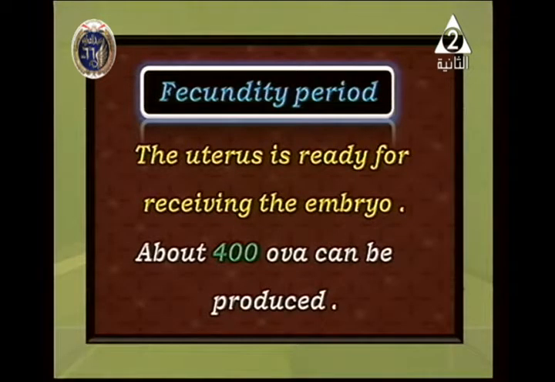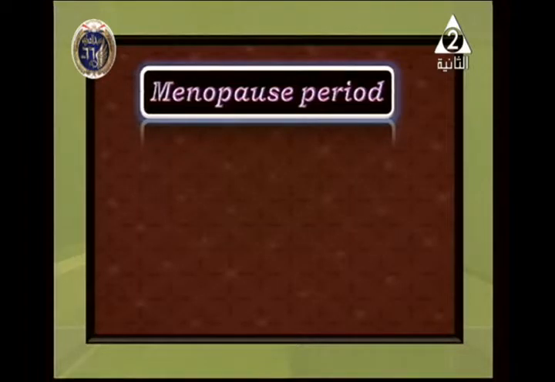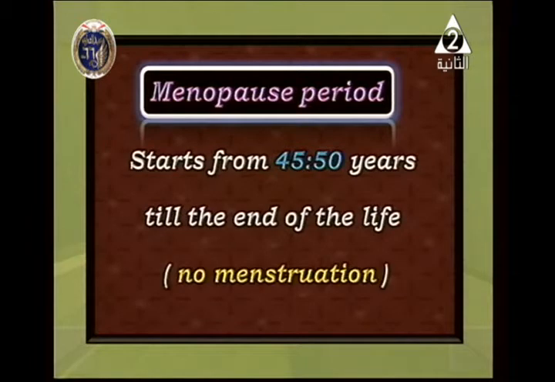And for your information, about 400 ova can be produced in the whole life of the female. Only 400 ova can be produced, okay? After that, we have something called the menopause period. The menopause period starts from 45 years and more. After 50 years, it may be sometimes more than that, till the end of life, and there is no menstruation. Menstruation means the menstrual cycle, okay?